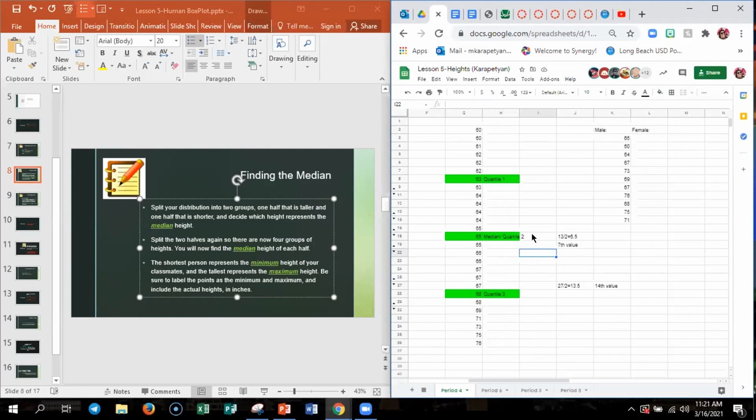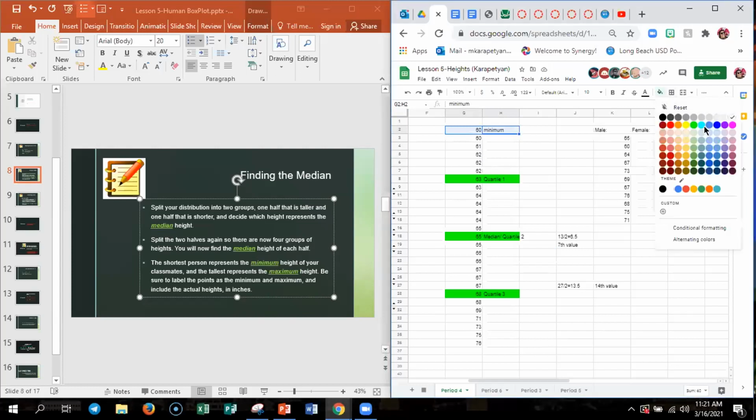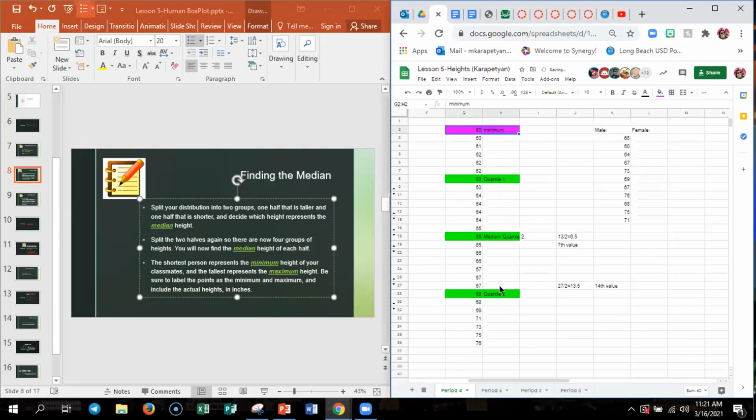So we have 3 numbers down out of the 5-number summary. We have our quartile 1, our median, which is quartile 2, and then the maximum and the minimum. The minimum is our shortest value. Our smallest value is the minimum here, and we'll do that pink. And the tallest value is our maximum, and we will do that pink as well.